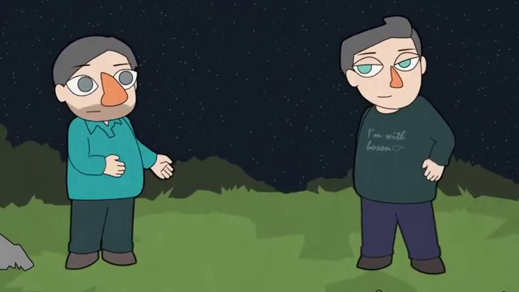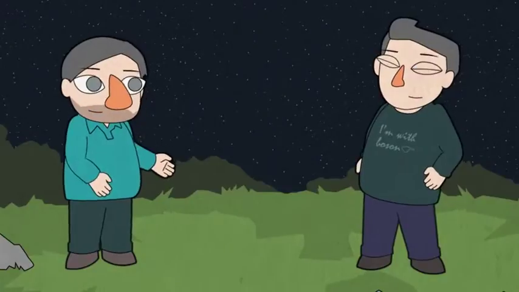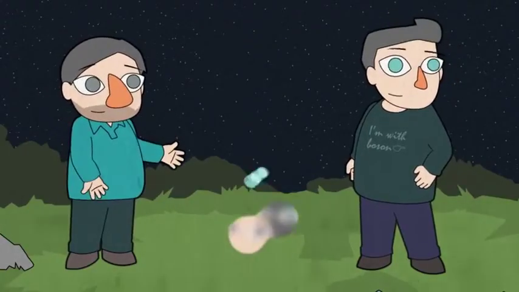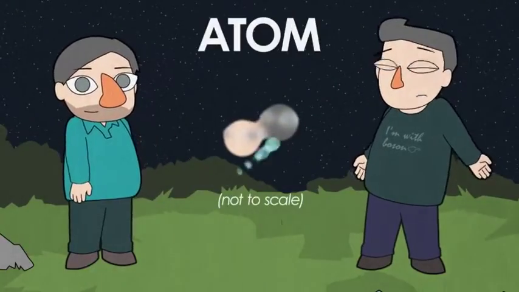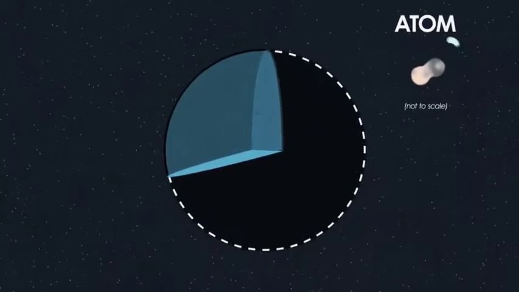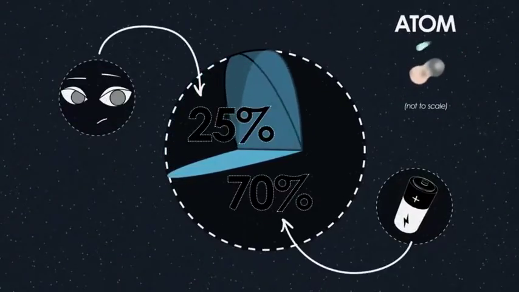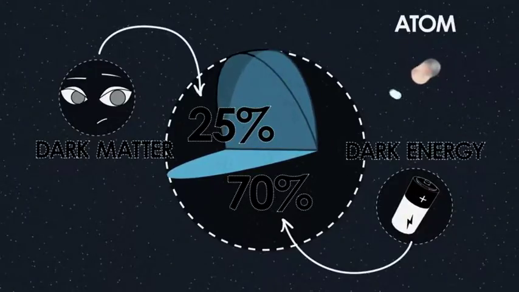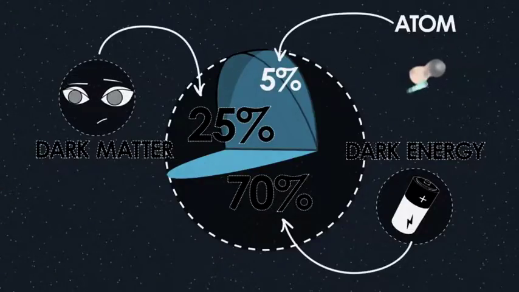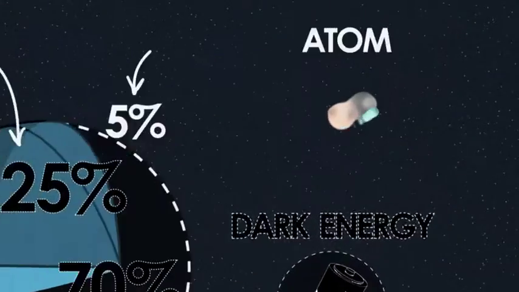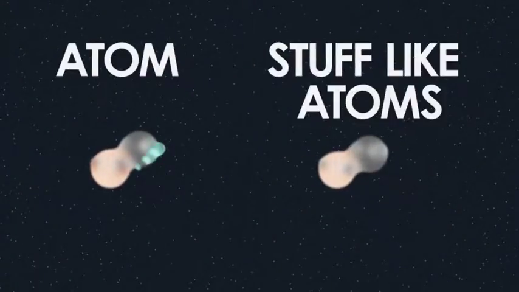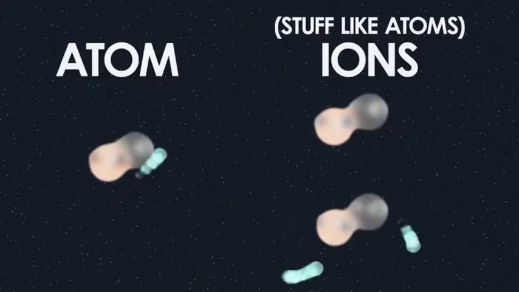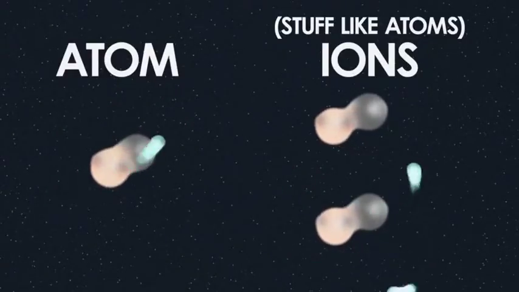Adam, I was wondering what everything's made of. And so first of all, isn't everything made of atoms? Yeah, all the stuff around us is made of atoms. I mean, there's the 95% of the universe where we don't really understand what it's made of, dark matter and dark energy. But putting that aside, it's only a small thing. The 5% of the universe where we do seem to understand what it's made of, it's all made of atoms or stuff like atoms, ions, which are atoms with missing electrons or extra electrons or stuff like that.